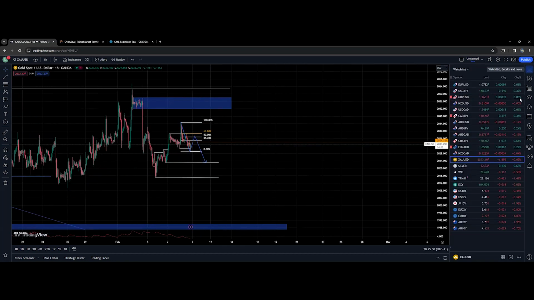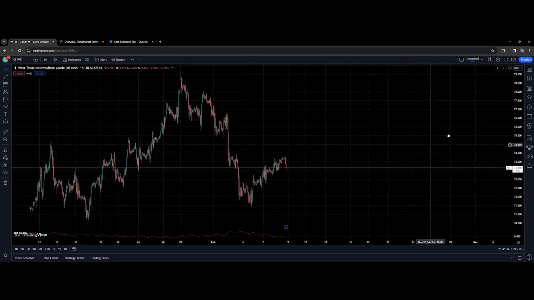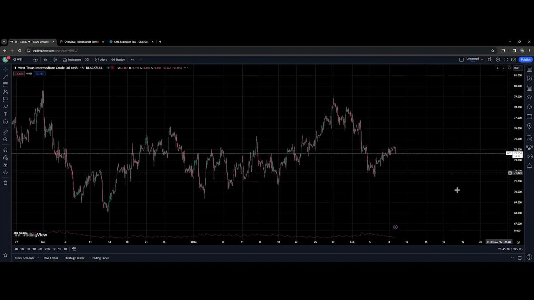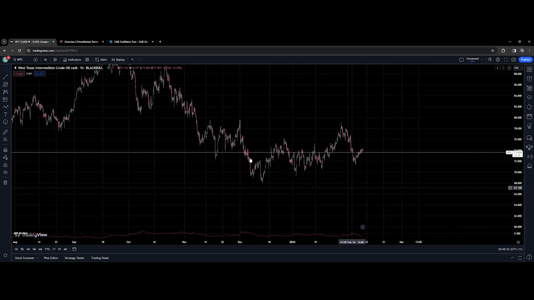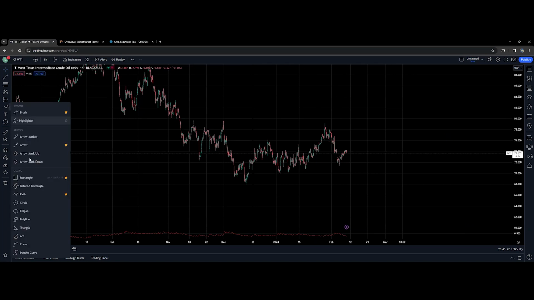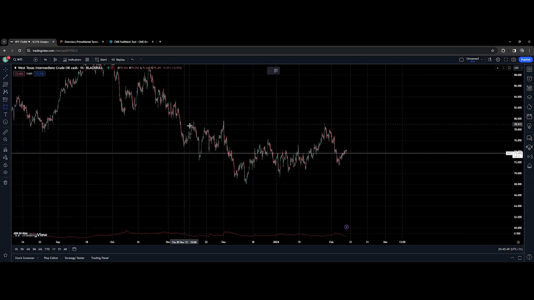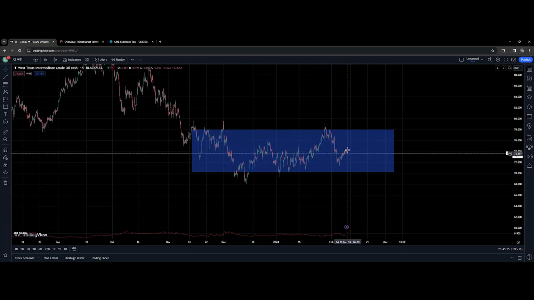Now, let's have a look at Western Texas oil. Okay, so it's still ranging here. I don't know if any of you guys trade oil, but let me grab it here. So it's still pretty ranging. Not much happening. Most probably we will come down somewhere around here. That's going to be good.